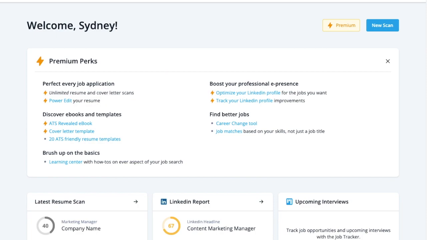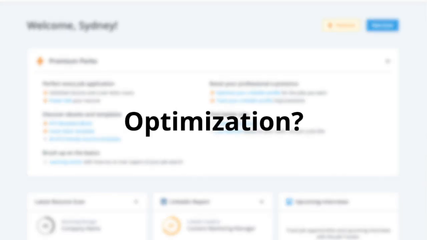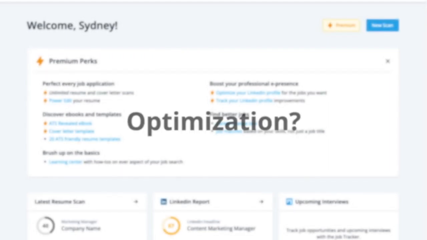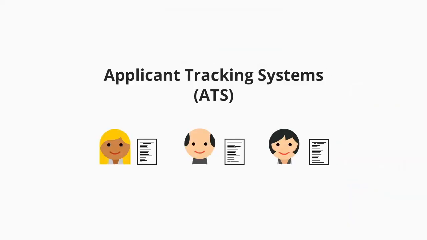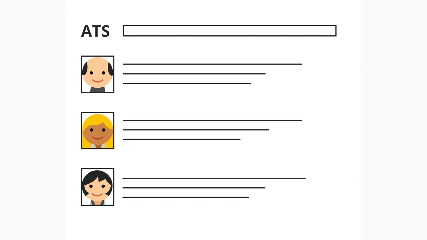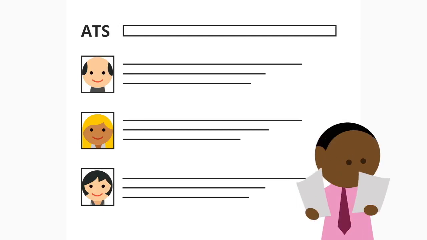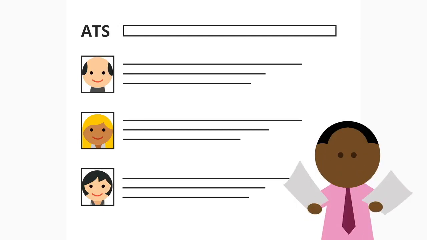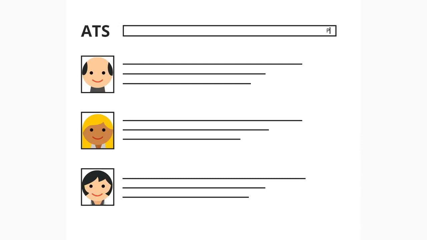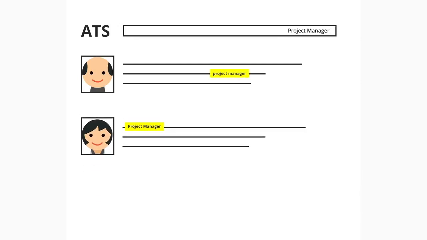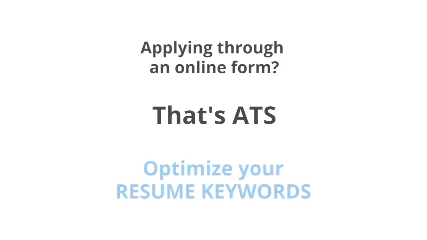First, what do I mean by optimization? Well, most companies use software known as applicant tracking systems, or ATS, to organize and filter job candidates. This means that a hiring manager might not look at every resume that gets submitted. Instead, they can use an ATS to search for candidates by keywords, skills, or other important factors. If you're applying through an online job board, you're applying through an ATS, and optimizing your resume is critical to your success.